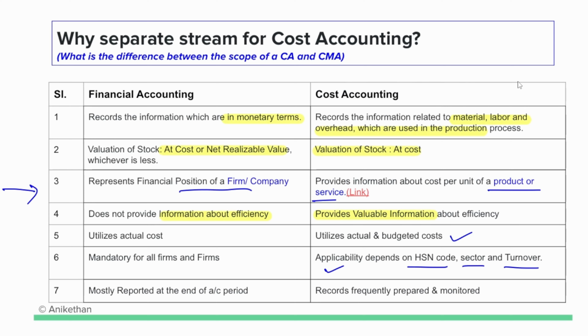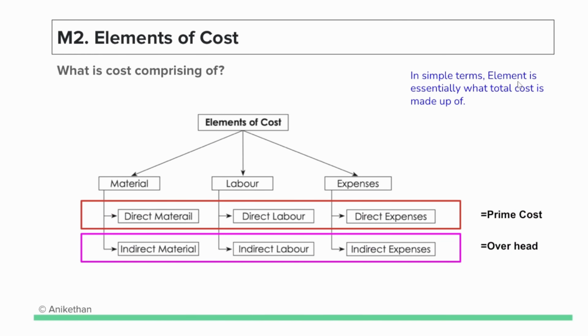Financial accounting is usually reported at the end of the accounting period. So it can be quarterly, half yearly, or yearly. Cost accounting is frequently prepared and monitored, and the returns are filed on a yearly basis. So these are the major differences between cost accounting and financial accounting.